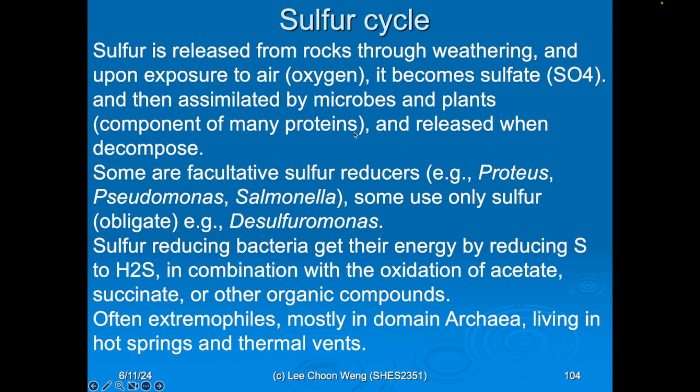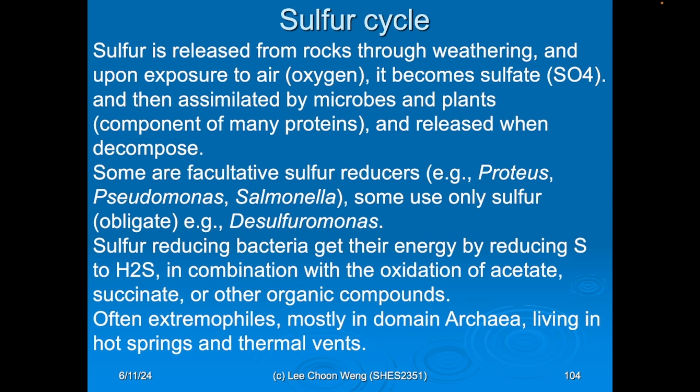Other than the nitrogen cycle, let's look at the sulfur cycle. Sulfur is released from rocks through weathering. So weathering processes, for example, changes in heat and also rain, will help release sulfur from the rocks, and upon exposure to air, the sulfur is oxidized to sulfate, and this sulfate can be assimilated by microbes and plants.